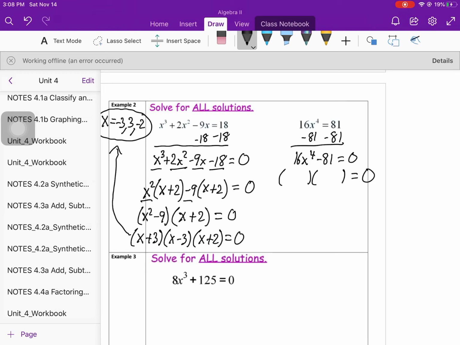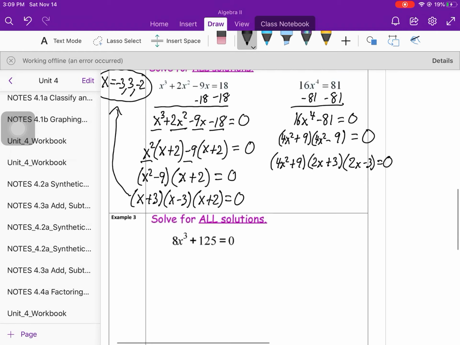equals 0. We would get 16 comes from 4x squared and 4x squared. 81 comes from 9 and 9. And we get one of each, plus and minus. So now you can't break up 4x squared plus 9, but we can break up 4x squared minus 9. So 4x squared plus 9, we're going to leave it on its own for right now. The 4x squared minus 9 is another difference of squares. We can break that up as 2x plus 3 and 2x minus 3, because it's, again, two different squares.